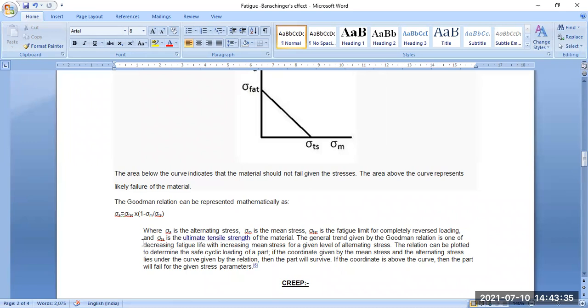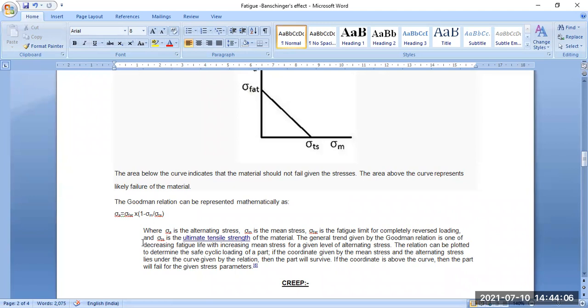The condition given by the mean stress and alternating stress will lie under the curve given by the relation. The relation can predict the cycle state, and if the mean stress and alternating stress are under the curve given by the specimen, the part will survive.